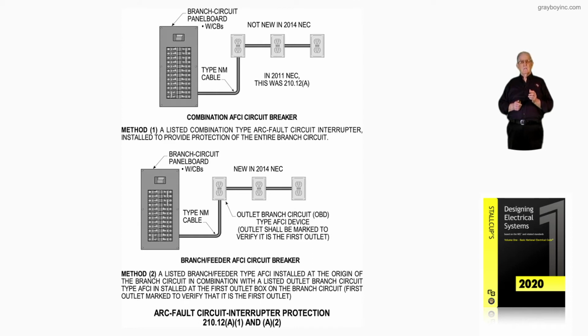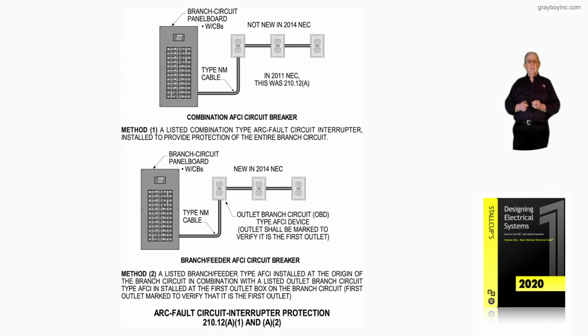And it's method one, it says, listed combination arc fault circuit interrupter installed to provide protection of the entire circuit. Now we could drop below, and note 2 says, a listed branch circuit type AFCI installed at the origin of the branch circuit in combination with a listed outlet branch circuit type AFCI installed at the first outlet box on the branch circuit, first outlet marked to verify that it is the first outlet.